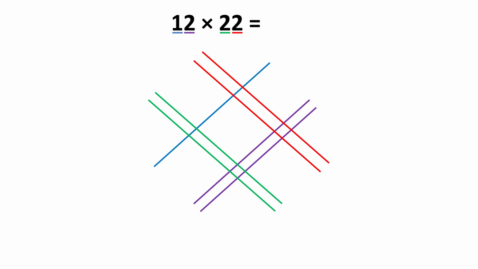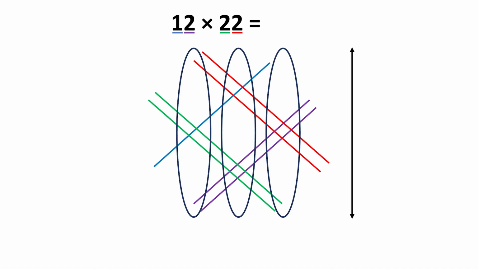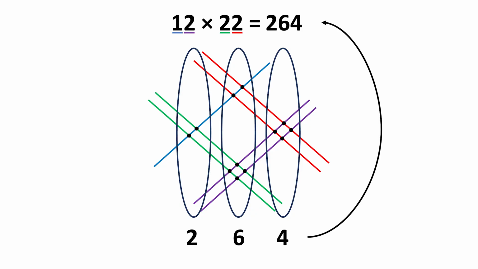After drawing all the lines, we'll group the intersections on the right together, the intersections in the middle together, and the intersections on the left together by drawing ovals around them. In other words, we're grouping intersections vertically. From right to left, the number of intersections in each group represents the value of the associated place value, the ones, tens, or hundreds place. Therefore, the ones place must be 4, the tens place must be 6, and the hundreds place must be 2. We see that 12 times 22 is 264, which is indeed correct.